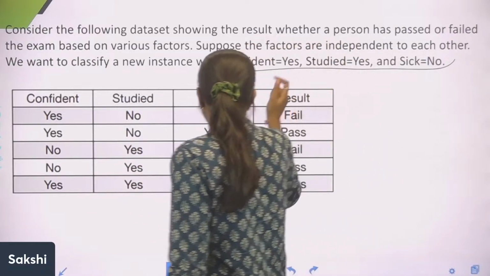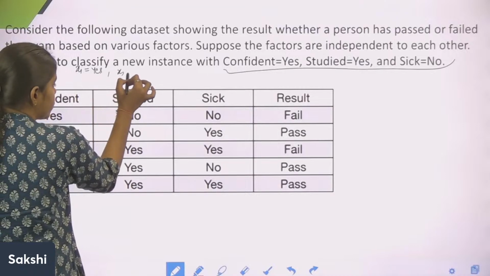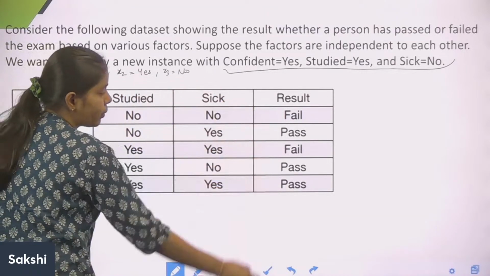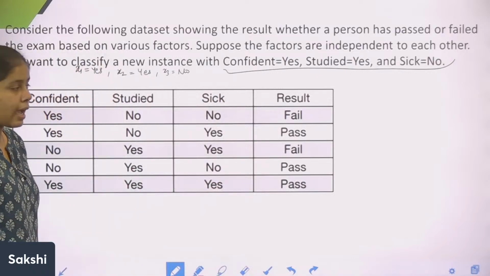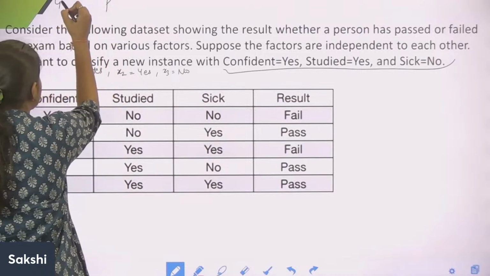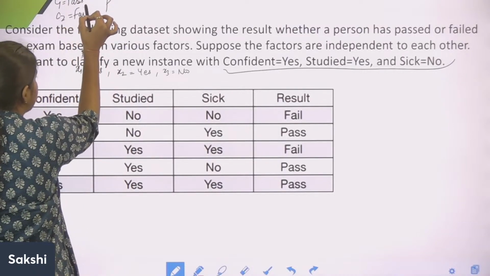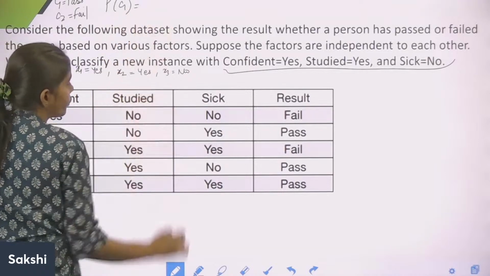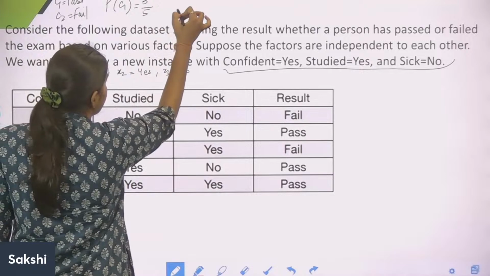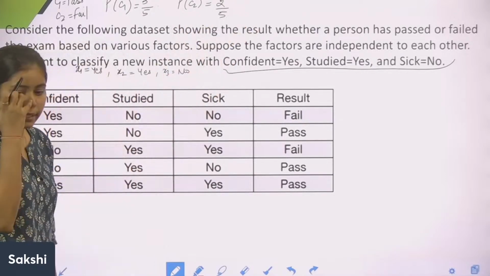What do we have to take? I take x1 as yes, x2 as yes, and x3 as no. For the result, I have only 5 examples, and we have 2 classes here, fail and pass. So let's take C1 as pass and C2 as fail. Let's find the probability of C1. We have 3 examples of pass, so it is 3 by 5. Probability of C2 is 2 by 5. So these 2 are the probabilities.